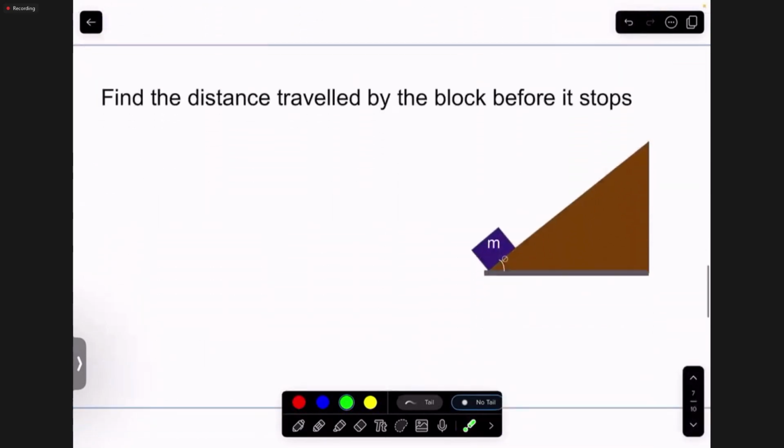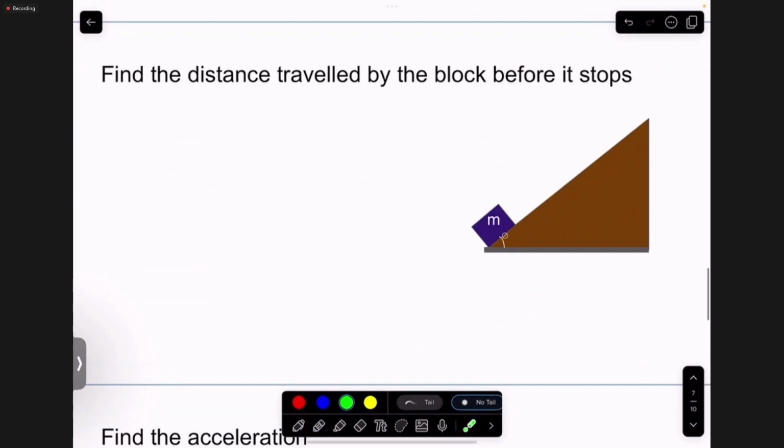Now the next one will be finding the distance traveled by the block before it stops. So this has become a rectilinear motion problem now, or uniformly accelerated motion problem now. So what will we do now? We have found the retardation, right? So with the retardation, can you use any uniform motion equation to find distance?